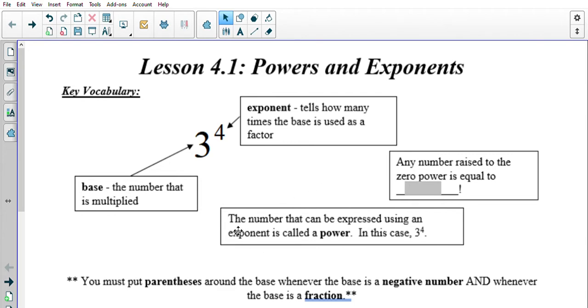And down in this box, it says the number that can be expressed using an exponent is called a power. In this case, we're talking about 3 to the 4th power.